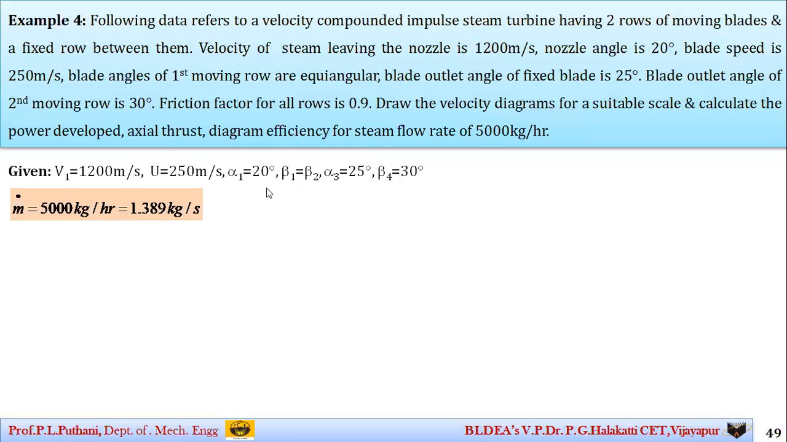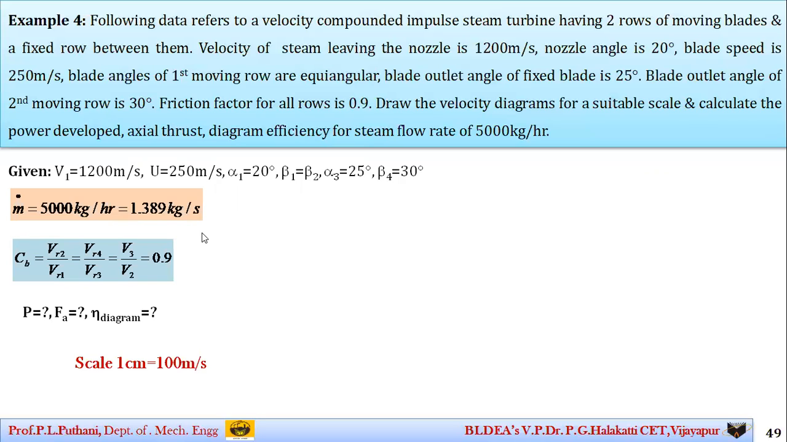Now, the things which we need to find out: the mass flow rate. He has given it in kg per hour. We convert it into kg per second, and we get 1.389. The blade coefficients we have noted down here, students. Then we need to find out power, axial thrust, and diagram efficiency.